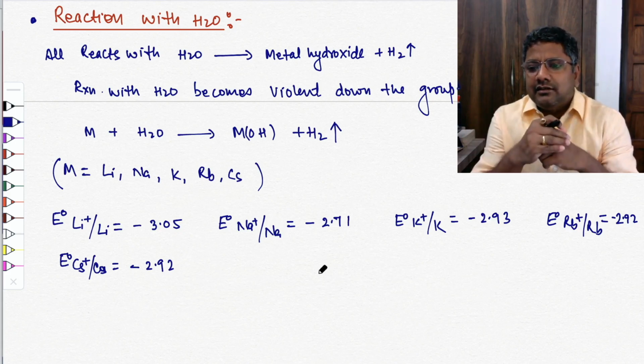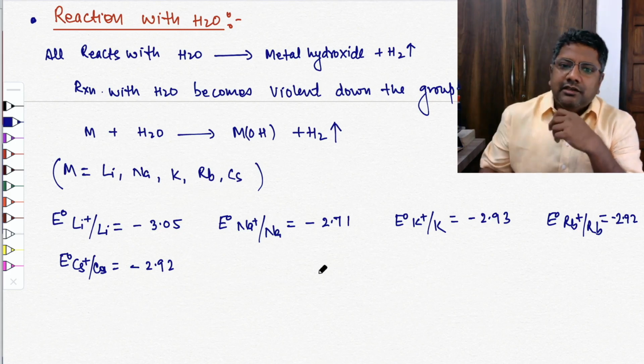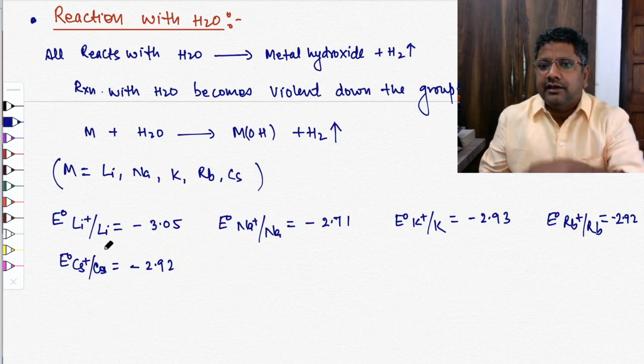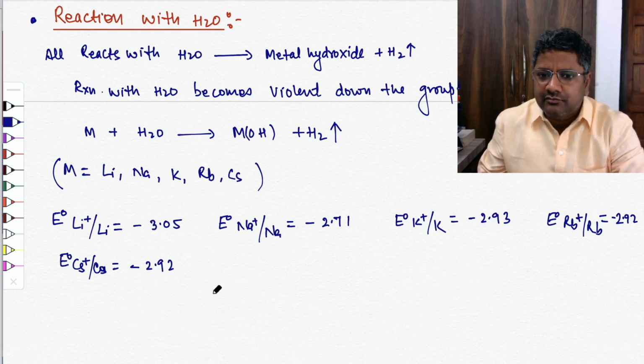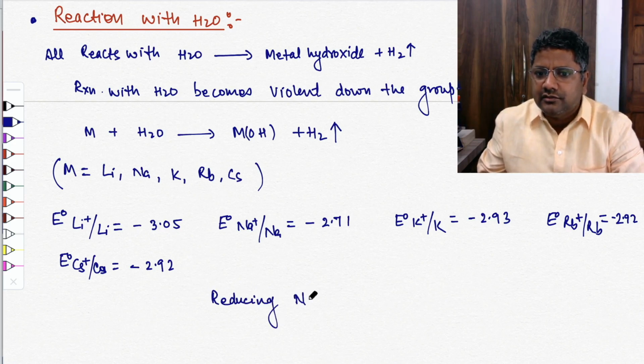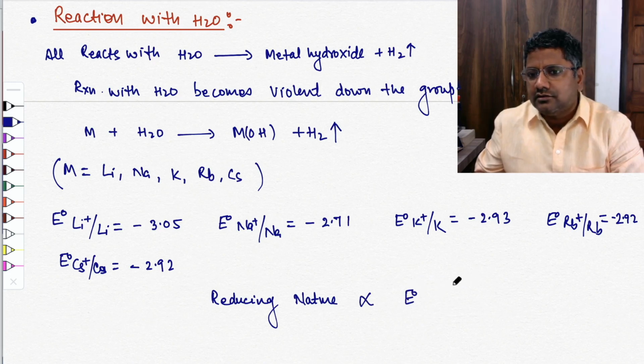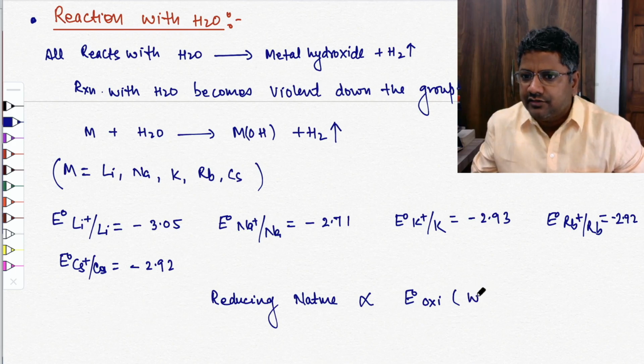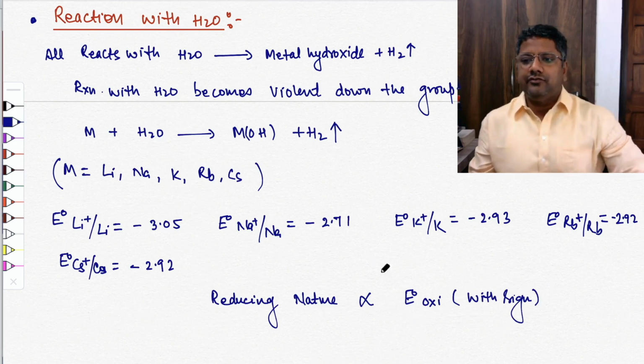So if you want to arrange them in the reducing nature or reducing power, lithium is the best reducing agent here, right? So how can we report the reducing power? See, reducing nature is directly proportional to E naught oxidation, algebraically, means with sign. Basically, you have to consider the E naught value with sign.